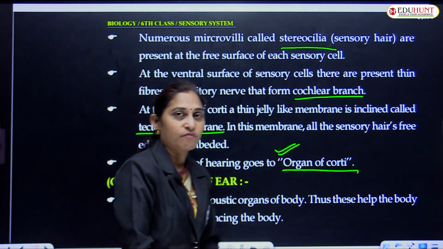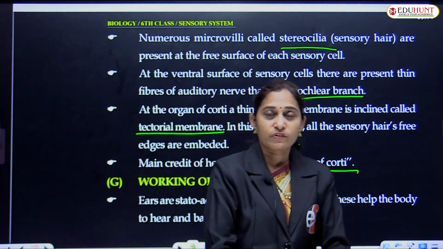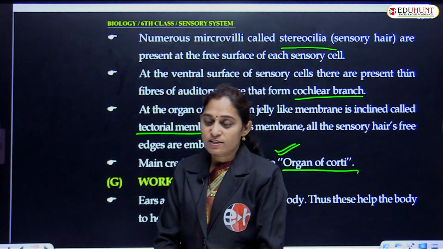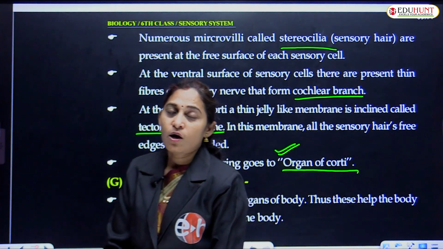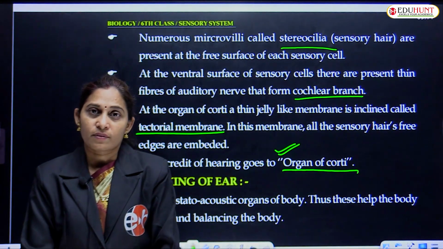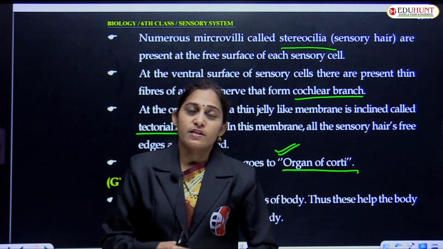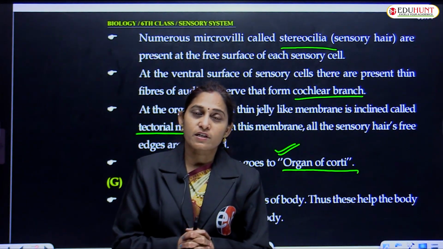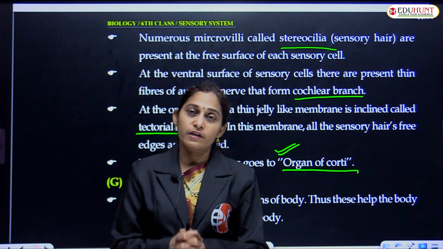So with this we have finished the whole structure of the ear, the internal as well as external structure of the ear. In the next session we will discuss the working of the ear.